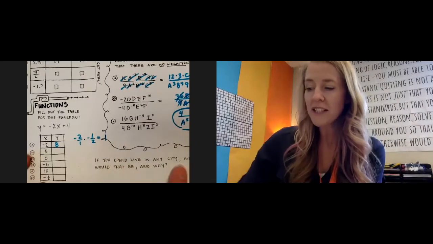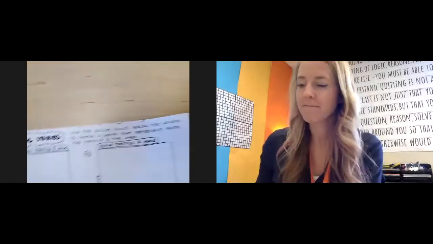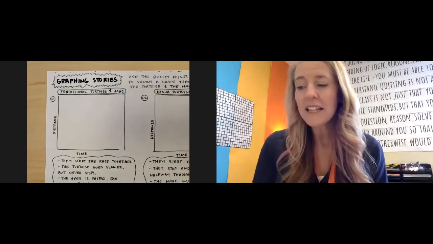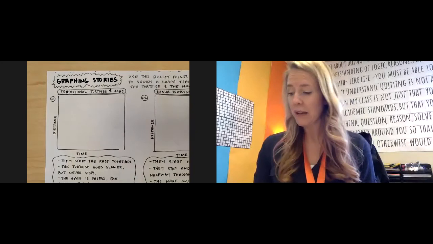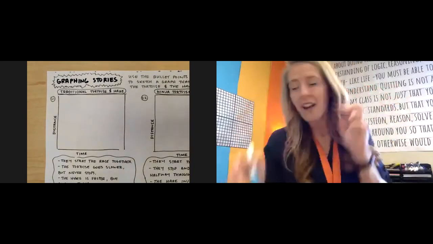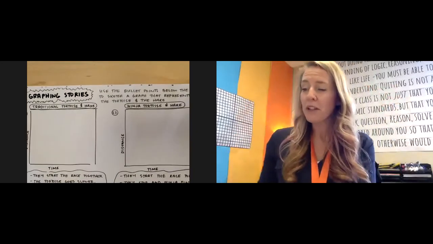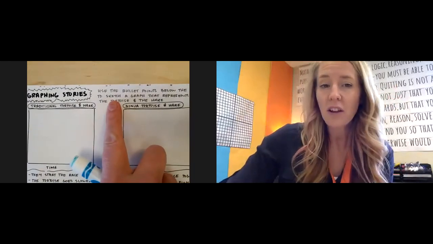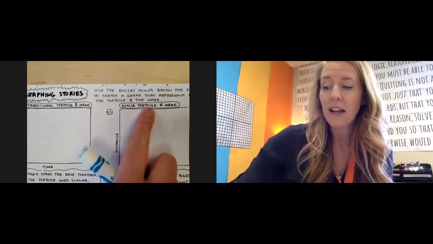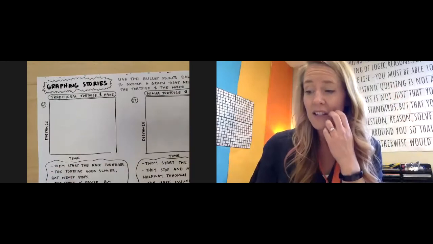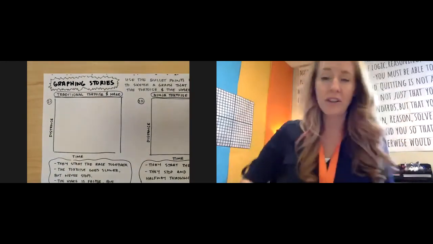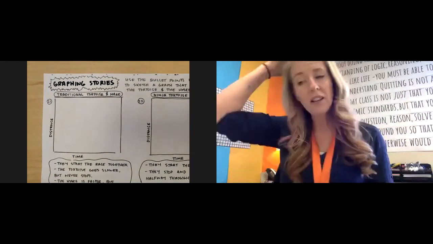Answer the question, if you could live in any city, where would it be and why? Last but not least, we're going to graph some stories. Actually not last but not least, sorry. Use the bullet points below the graph to sketch a graph that represents the tortoise and the hare. So we did something like this in class, and the traditional tortoise and the hare, I will show you what that looks like.